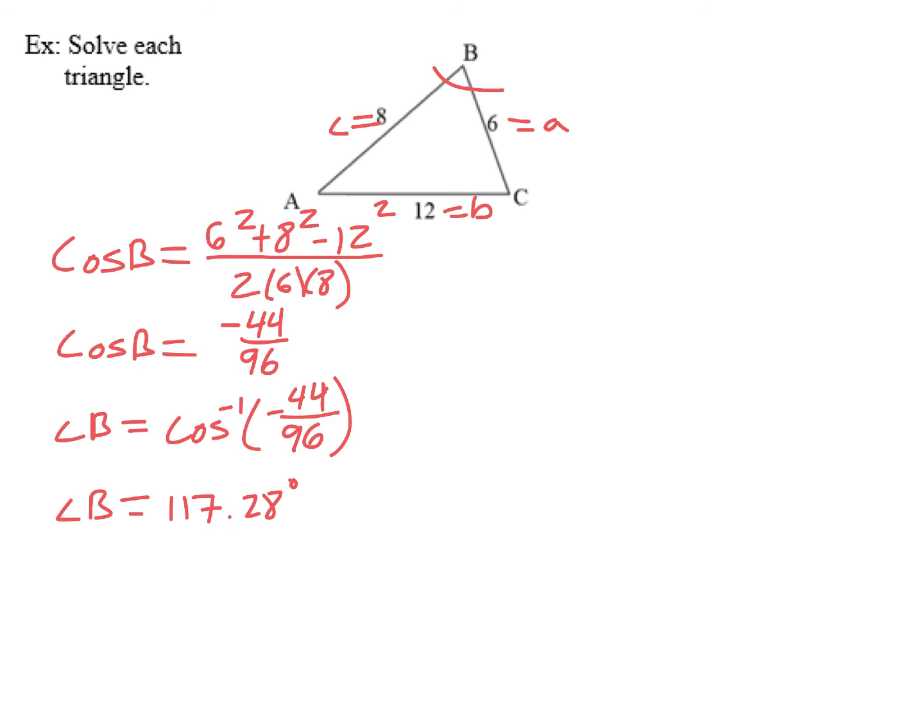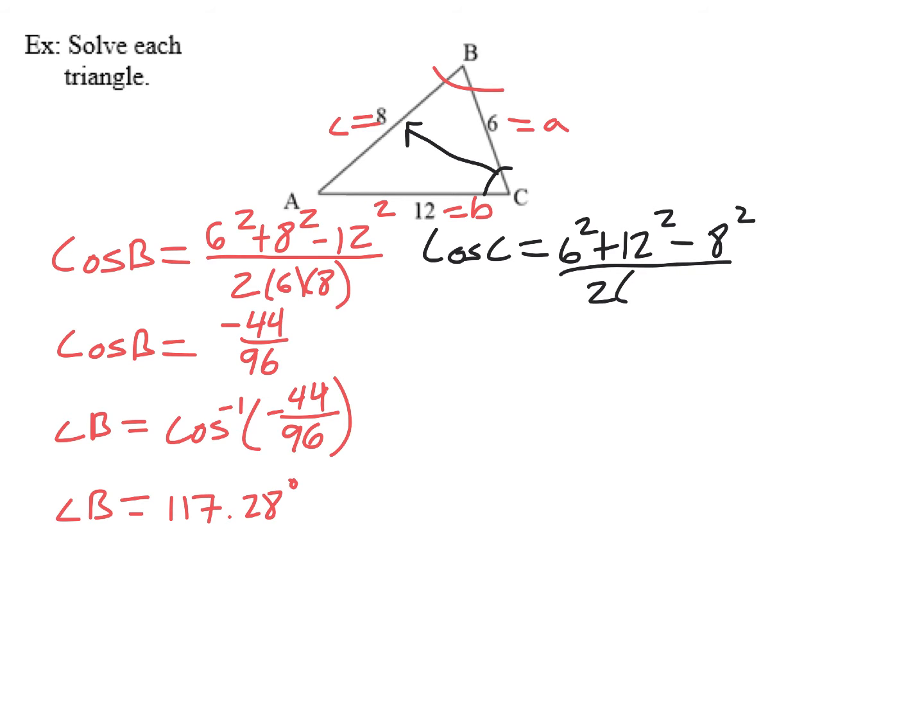Let's do cosine of C, okay? Now this would be set up 6 squared plus 12 squared. Now the minus is 8, okay? And that's coming from the fact that here's angle C. The one I subtract has to be the side that's opposite. And that's the only time you'll see 8. This would be over 2 times 6 times 12.